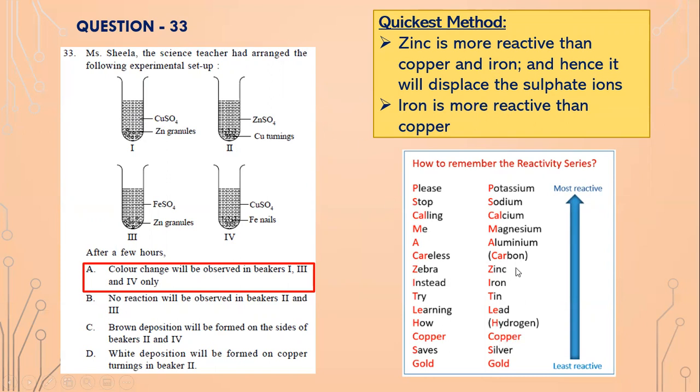In beaker 2, zinc sulfate and copper: zinc is more reactive. Zinc will not let go of the sulfate ions. So no reaction will take place. Iron sulfate and zinc, isn't it? Zinc is more reactive than iron, so zinc will try to grab the sulfate ions, so reaction will happen. And copper sulfate and iron, so again iron is more reactive than copper, so iron will grab hold of the sulfate ions, isn't it? Copper will lose the sulfate ions, and only the copper will be deposited on the iron nails. So only in 1, 3 and 4 the reactions will happen.